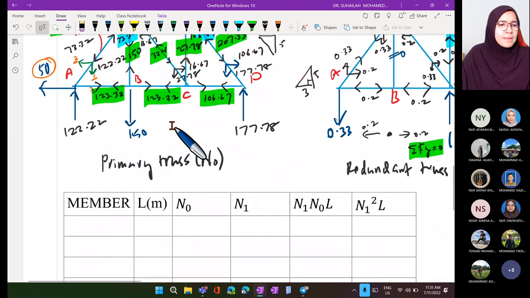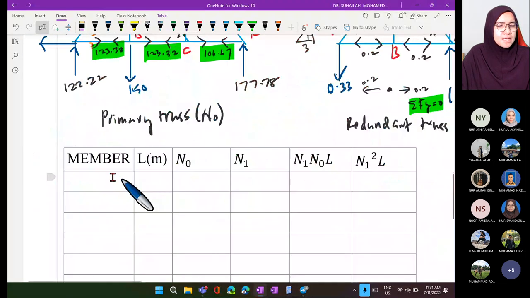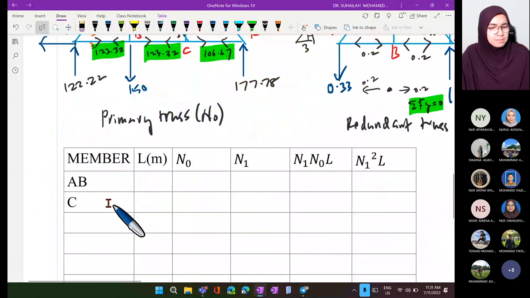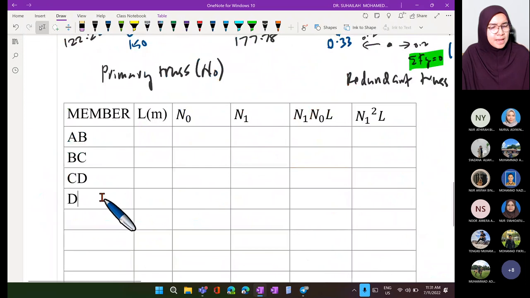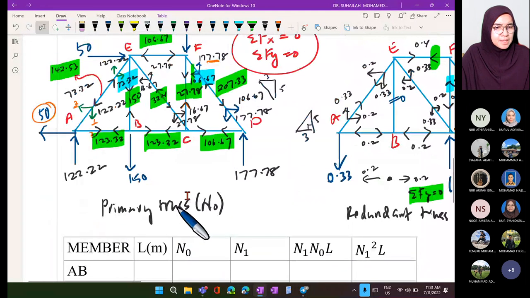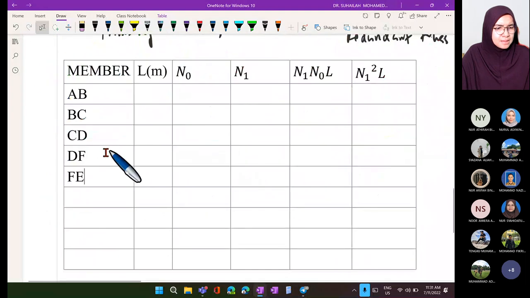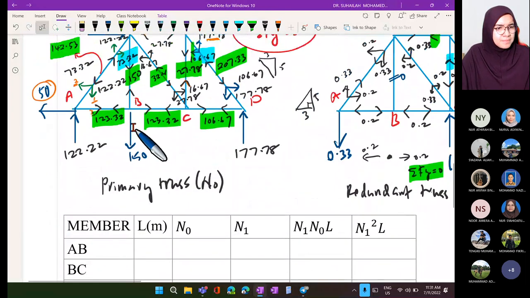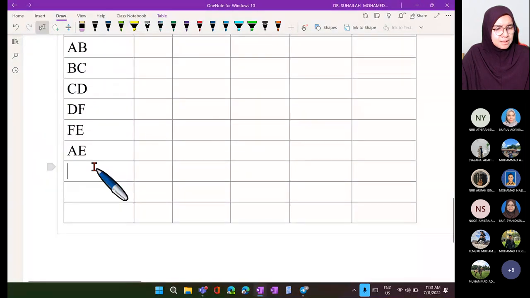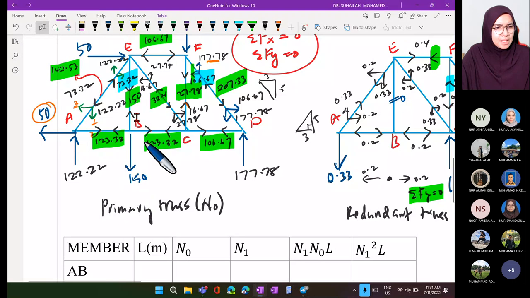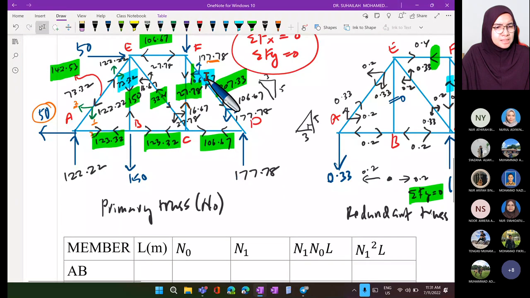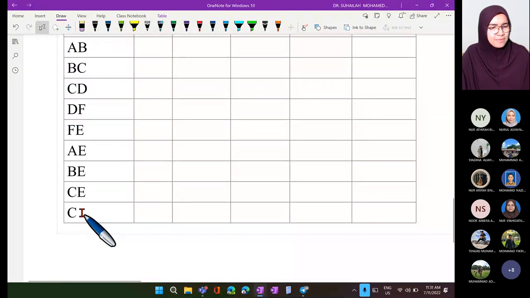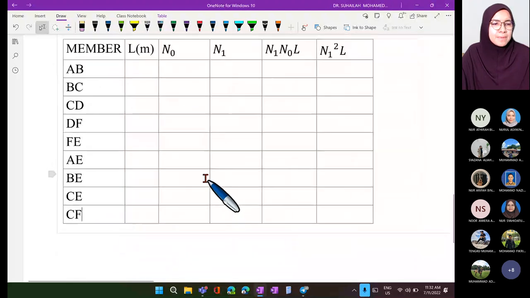Okay, list all the members. We have A, B, B, C, C, D, E, F, F, E, D, F, F, E, A, E, A, E, B, E, C, E, C, E, and last is CF. Okay, we list all the members.